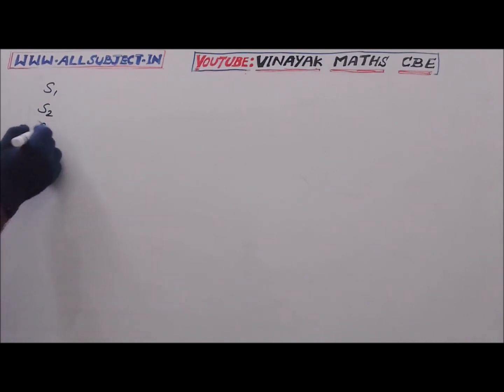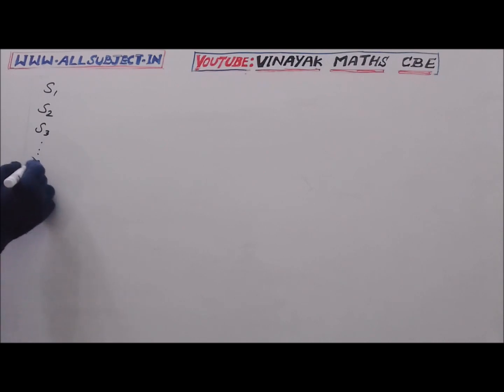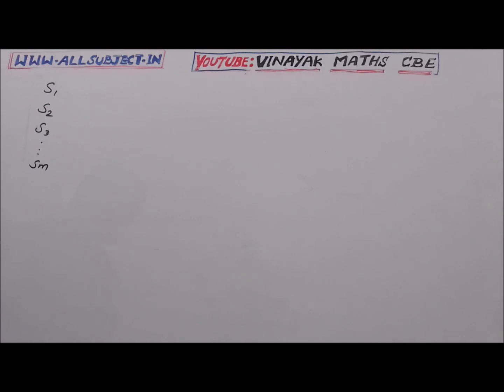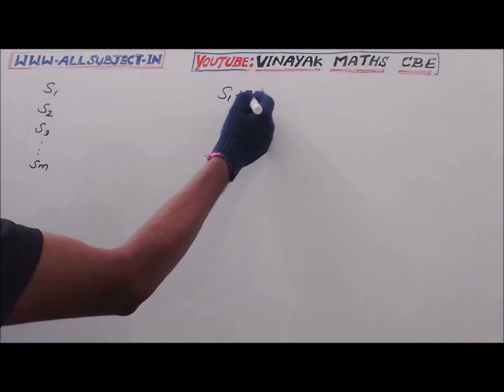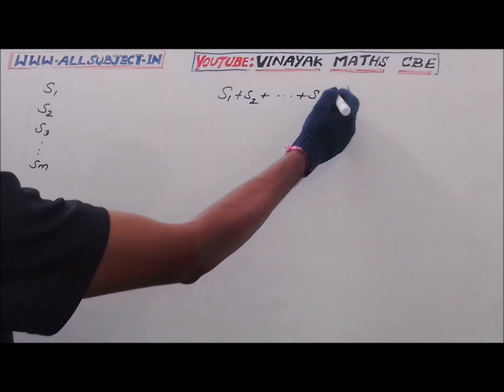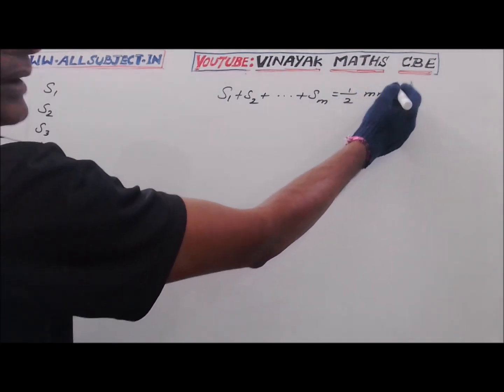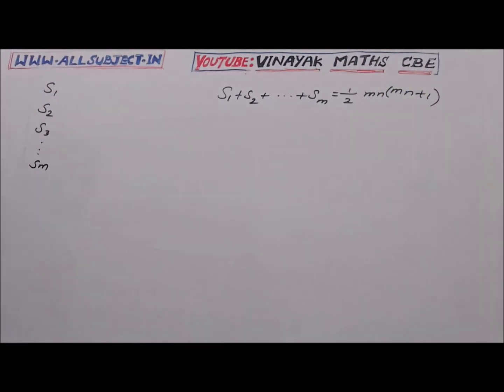Next one. If S1, S2, S3, etc., Sn, etc., Sm are the sums of n terms of m APs whose first terms are 1, 2, 3, etc., m, and whose common differences are 1, 3, 5, etc., 2m minus 1 respectively, then show that S1 plus S2 plus etc. plus Sm equal to 1 by 2 into mn into mn plus 1.